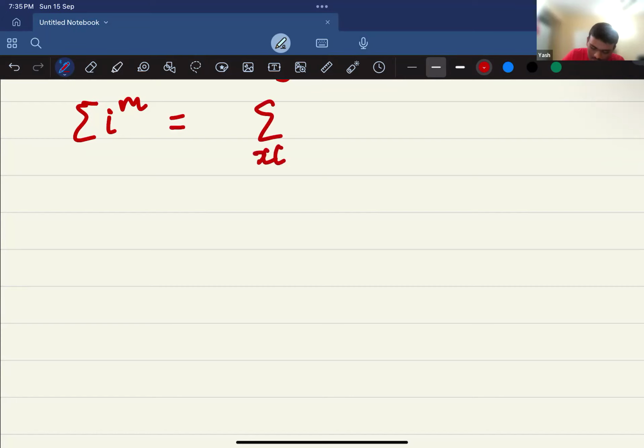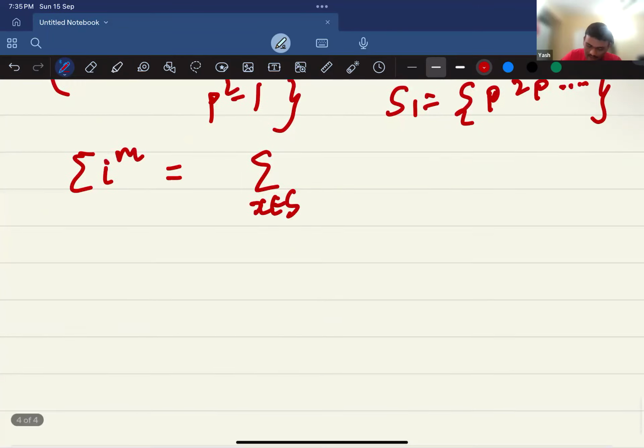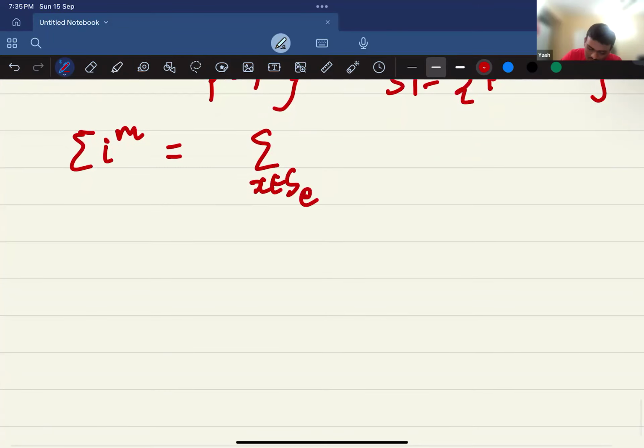x belonging to S_e, I define it as S_e, right? Sum of x to the m, and then I vary e from 0 till k minus 1. This makes sense since I just said that the S_e form a disjoint partition of 0 to p to the k minus 1.